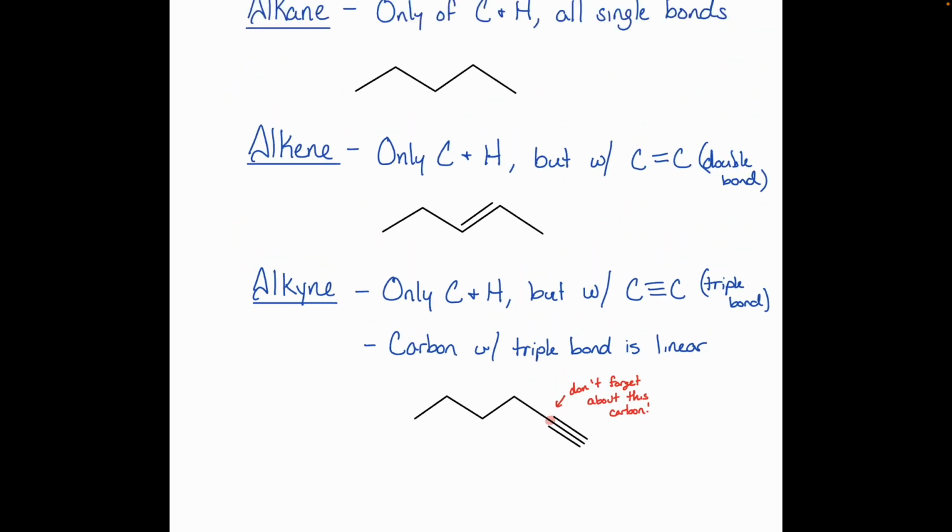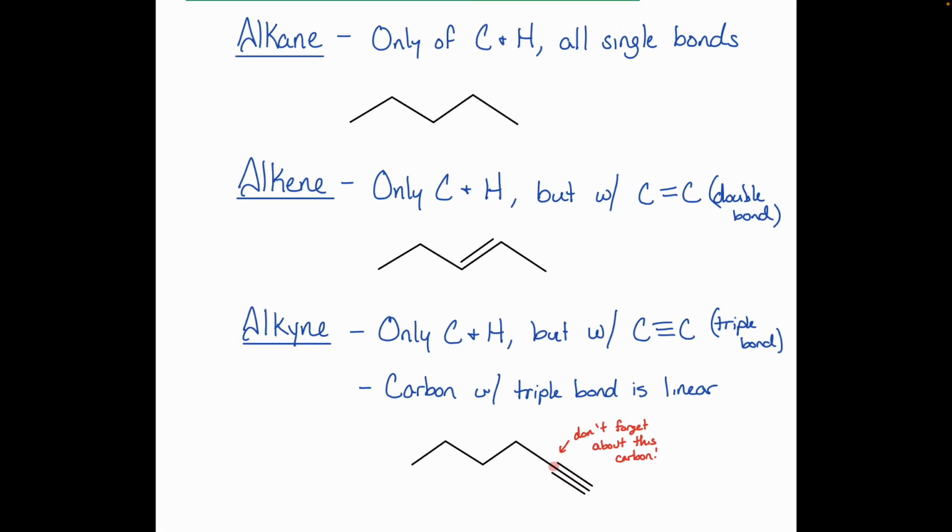Okay, so these are our three functional groups that contain only carbons and hydrogens, right? They don't have any heteroatoms in there. An alkane is all single bonds. An alkene means that you've thrown a double bond in there, and an alkyne means that you've thrown a triple bond in there.